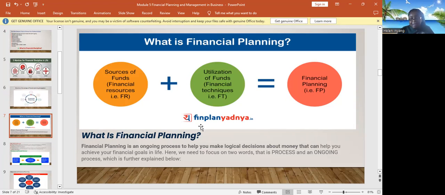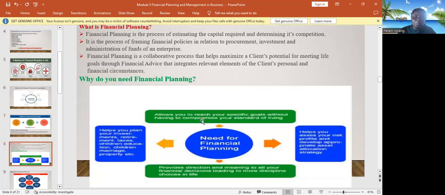What is financial planning? Financial planning is an ongoing process to help you make logical decisions about money that can help you achieve your financial goals in life. I've said this. So here, we need to focus on two key words: the process, and ongoing process. A process, an ongoing process, which is further explained. Let's look at the explanation below.